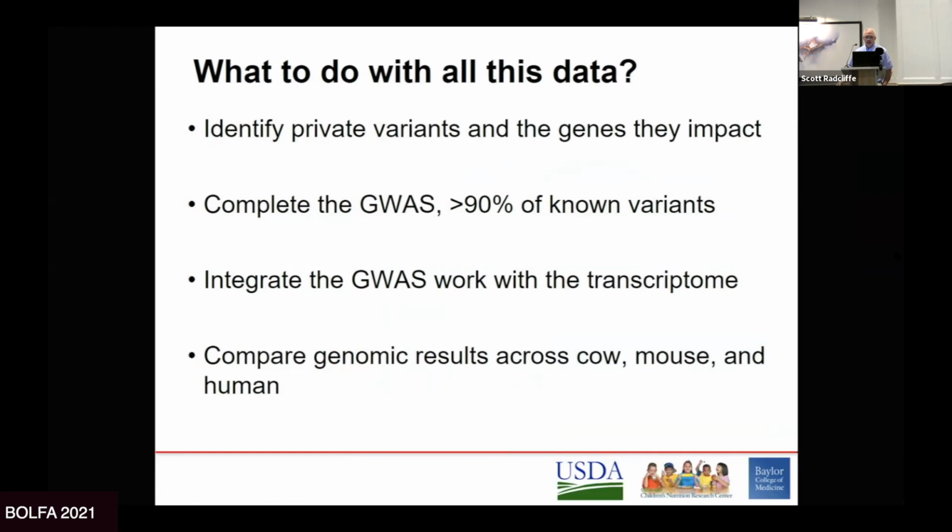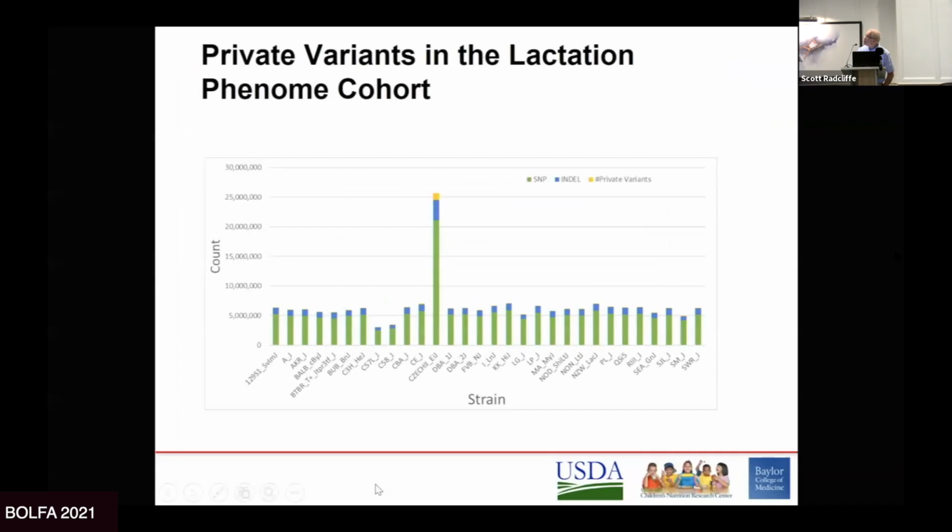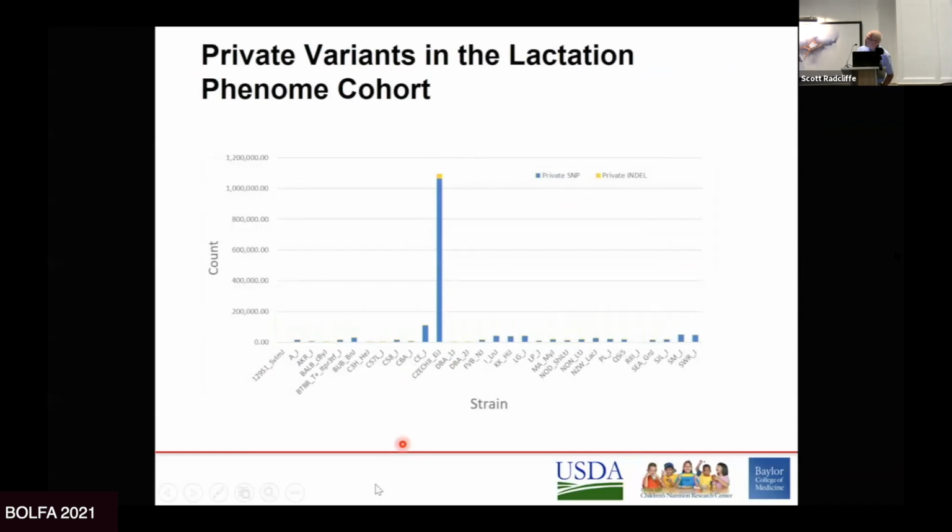And then integrate that GWAS work with the transcriptome, and then lastly, try and do some comparative work with the cow and the human. Okay, so this is the situation with our variants. In this case now, the green is a SNP, blue is an indel, and then the yellow and orange are private variants, and of course the Czech is the one that jumps out.